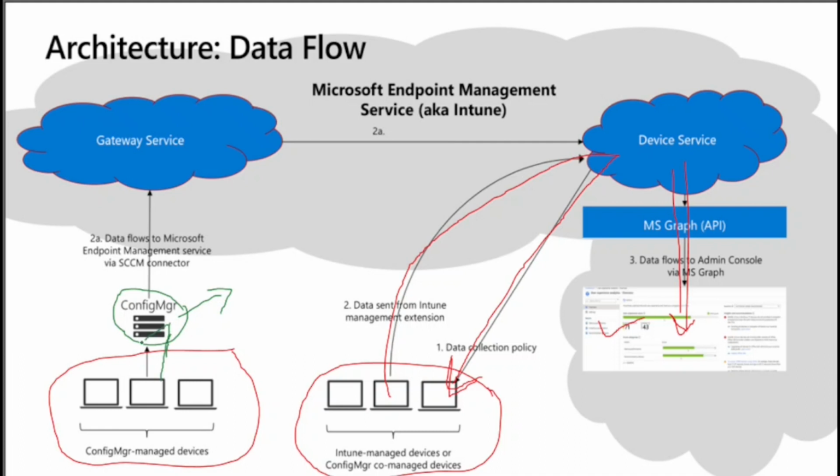Once this policy is deployed to the required devices, the device is going to report the data back to the configuration manager via the SCCM client. Because this SCCM server is tenant attached, with the help of cloud attach, the data flows to the Microsoft Endpoint Management services via the SCCM connector. This data moves to the device services, and from the device services, via MS Graph APIs, the data is published in the admin center portal, and we can see the same thing in the admin center portal.